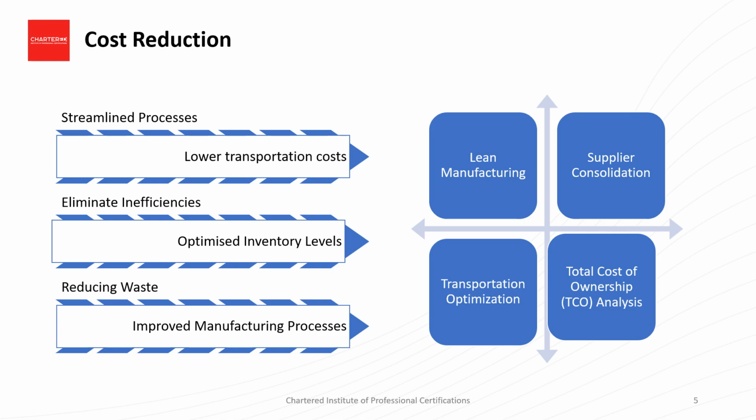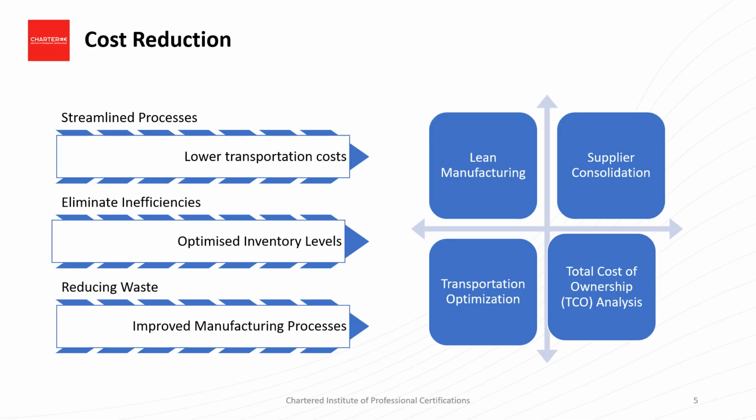Supplier consolidation. Supplier consolidation entails reducing the number of suppliers used for similar goods or services. Organizations typically save money by consolidating suppliers because they can then negotiate better pricing and terms. They would achieve economies of scale and streamline their procurement processes.